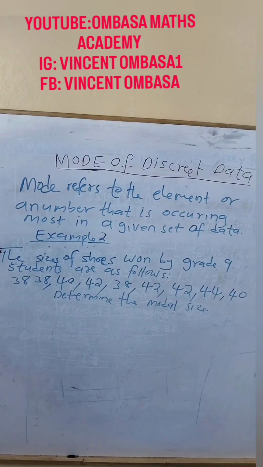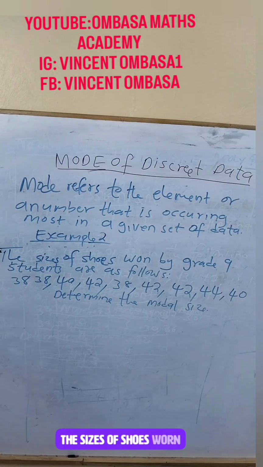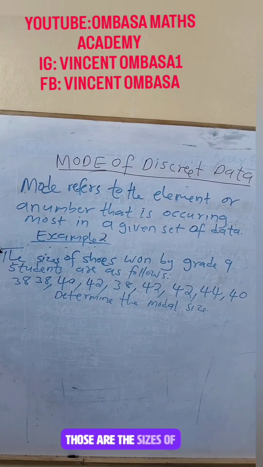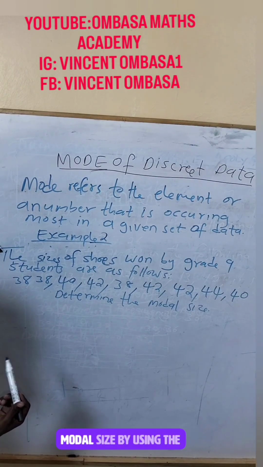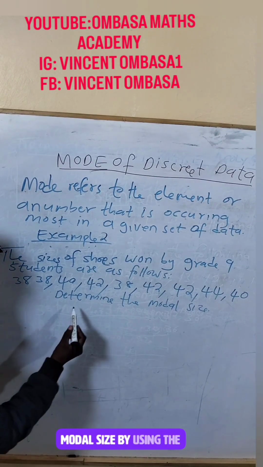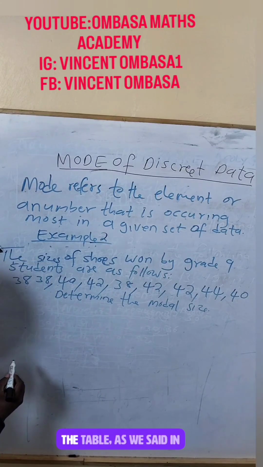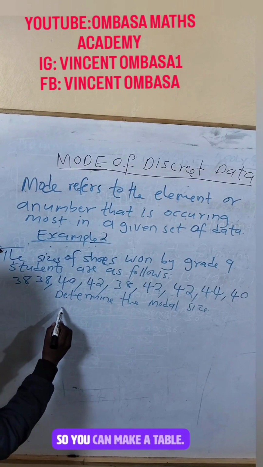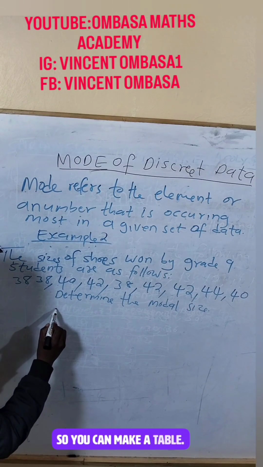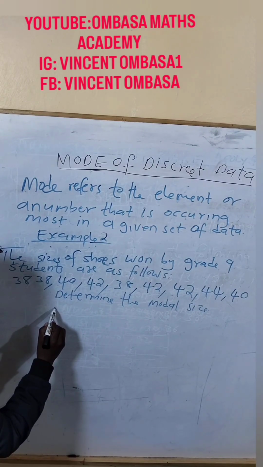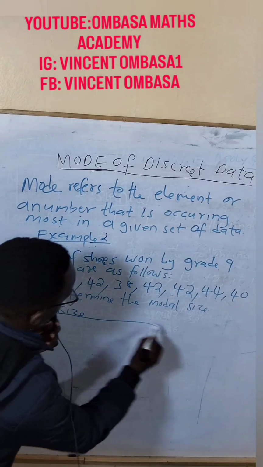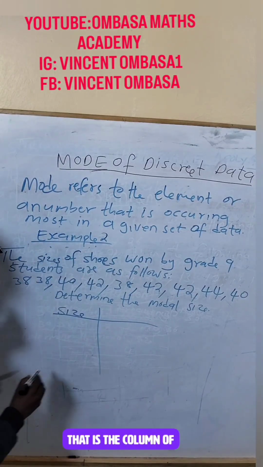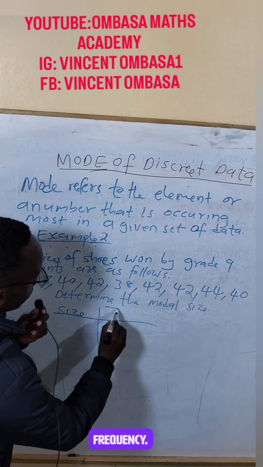Example 2. The sizes of shoes worn by grade 9 students are as follows. Those are the sizes of the shoes they wear. We can determine the mode or size by using the table as we said in example 1. So you can make a table. You can write size. That is the column of size. Then we have a column of frequency.